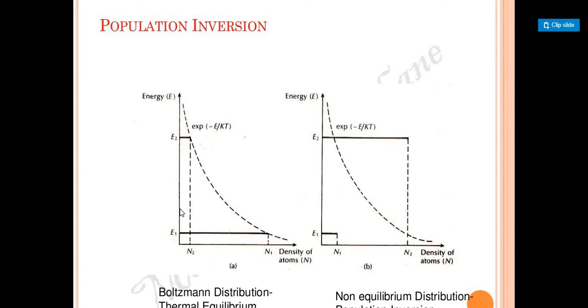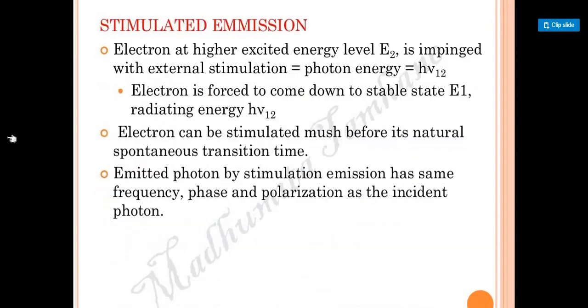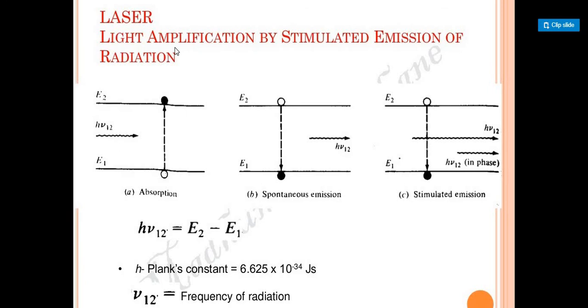If you see the non-equilibrium distribution, that can be obtained by population inversion. The population inversion is also described using the exponential factor e to the power of minus E by kT, right? That we can find using the density of atoms n. That is how we can write the population inversion of a laser. Laser is nothing but light amplification by stimulated emission of radiation. That is the full form of laser. So we know the laser. What is the laser all about?